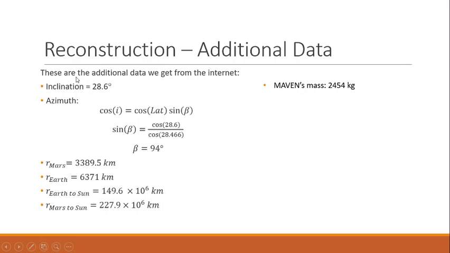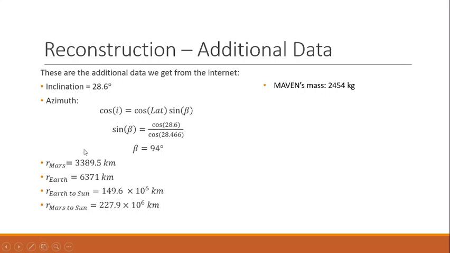This is the inclination of the rocket's trajectory, and we can find the azimuth by using this equation. Cosine of the inclination is equal to cosine of latitude times sine of beta. Beta is the azimuth, and we get that beta is 94 degrees.